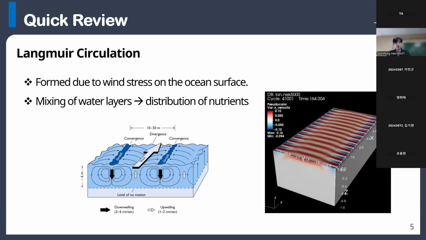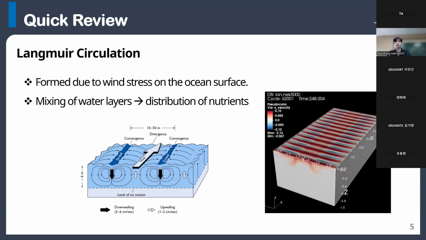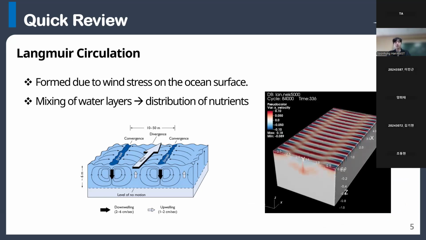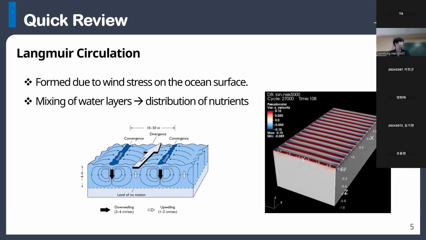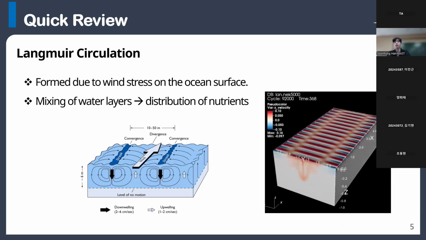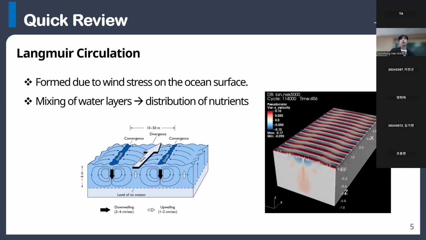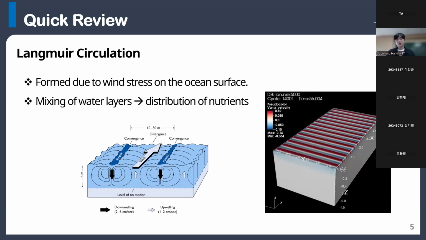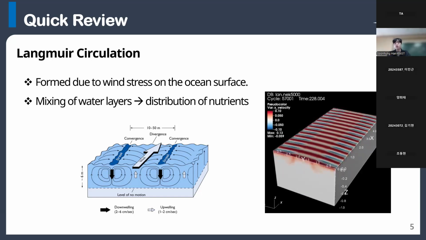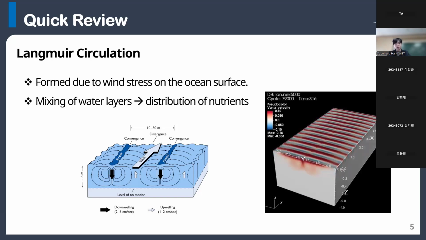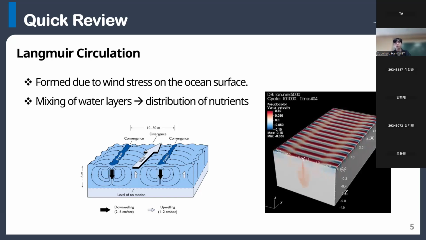The Langmuir circulation is formed due to the wind stress on the ocean surface. This causes the mixing of water layers, and you can see this third video is a numerical simulation of the Langmuir circulation, and there are parallel winds in the direction of the x direction. You can see that downwelling is induced in the center and upwelling on either side of the parallel winds.